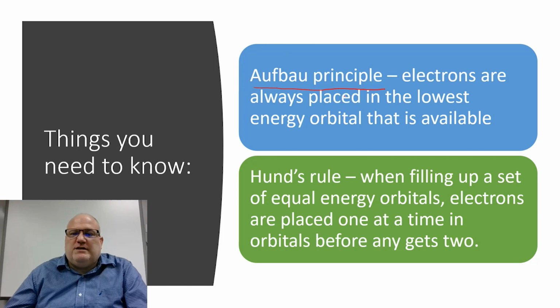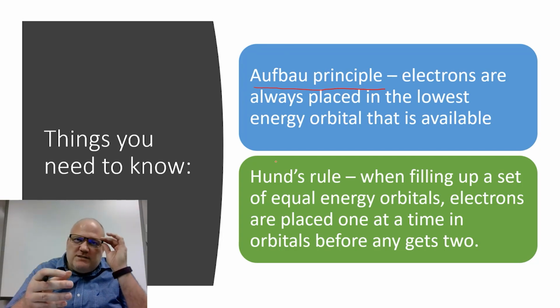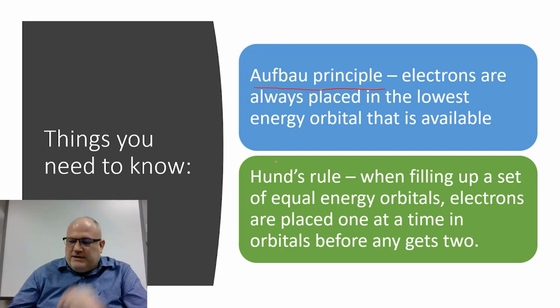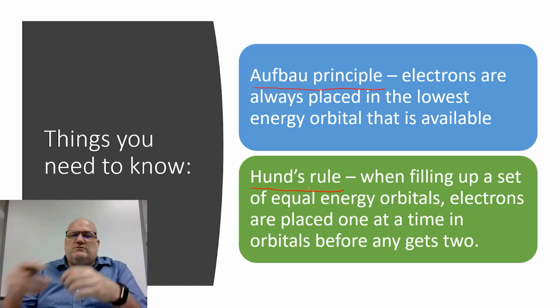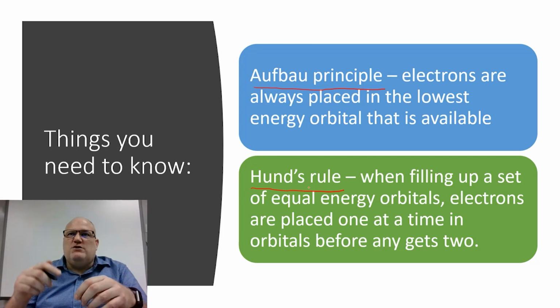You will need to know that down the road, but for right now, you need to be aware that given a choice, if we have a higher energy orbital or a lower energy orbital, electrons will always go to the lower energy orbital. Second thing you need to be aware of is something called Hund's rule. Now we talked about this before, but Hund's rule says whenever you have a set of orbitals that are of equal energy, you put one electron in each orbital before you put two in any.